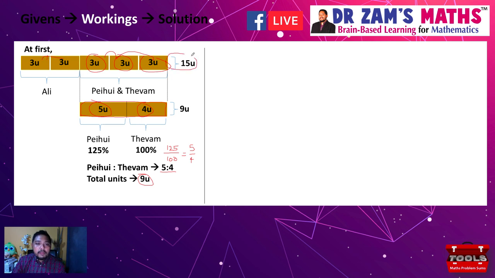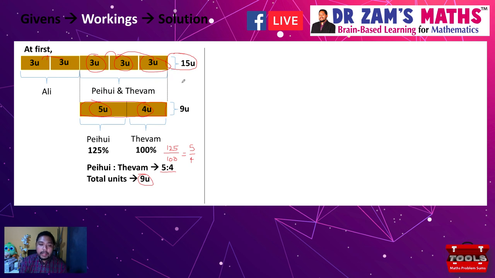So total you have 15 units. This is what is meant by units method. You do your workings in terms of units, and then you use unit modeling. You break it down. This is what happens. But that's not the end. This is called solving part of the problem. To solve part of the problem is to come up with all the units first.